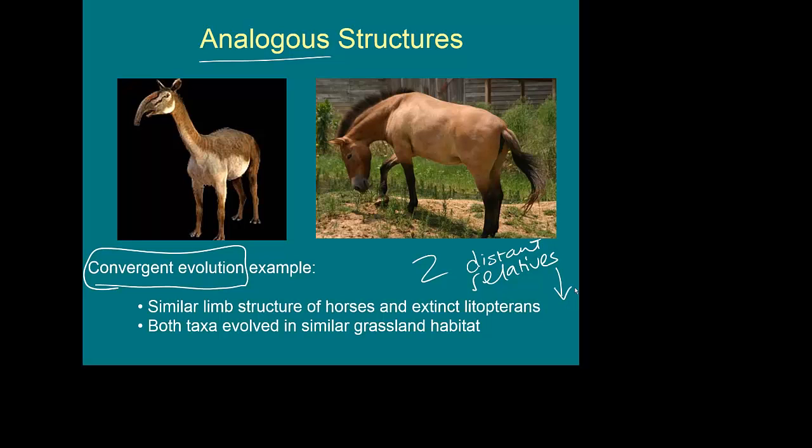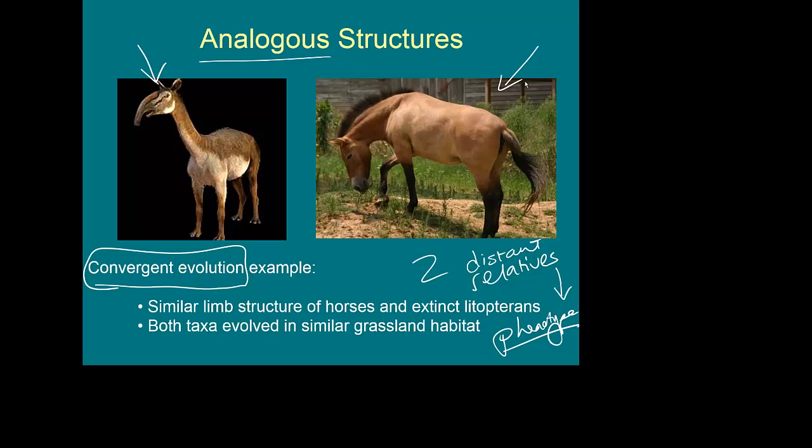But their evolutionary line has brought them to the same point, to the same phenotype, because they both live in the same sorts of locations, okay? So my Leptopteran over here on the left used to live in grasslands, just like a horse. They are not closely related at all, even though they look similar. But why do they look similar?